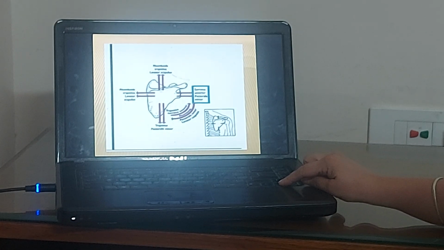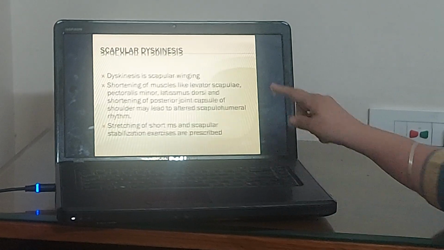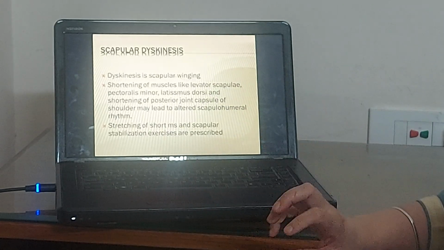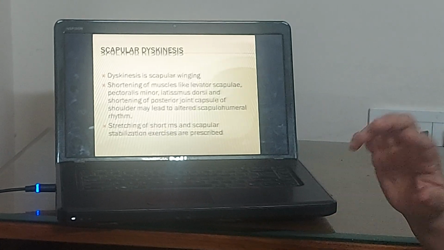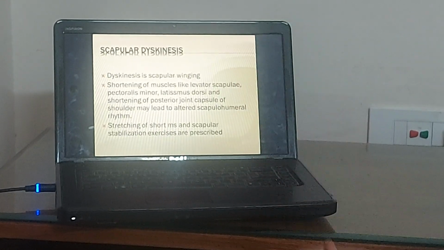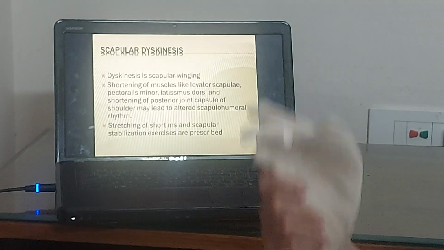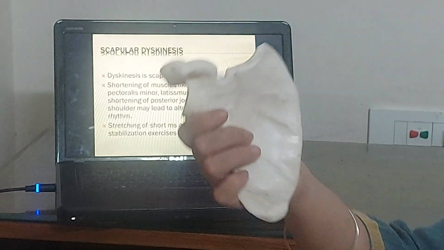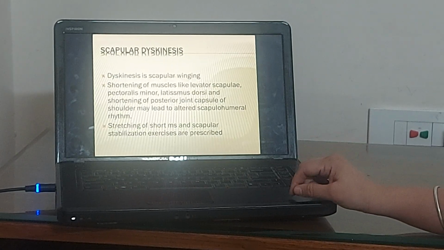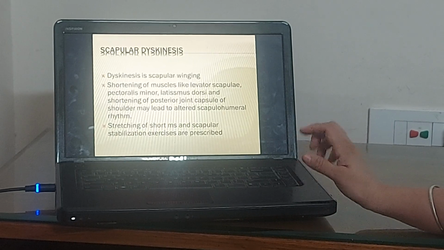If the posterior capsule of the glenohumeral joint is tight, or if the levator scapulae, pectoralis minor, latissimus dorsi, these three muscles, are shortened, there will be an alteration in the scapulohumeral rhythm, and the medial border of the scapula will be prominent. The medial border will be prominent when elevation activities take place, when the arm is abducted and flexion is taking place. This is one of the major reasons for dyskinesis or winging of scapula.